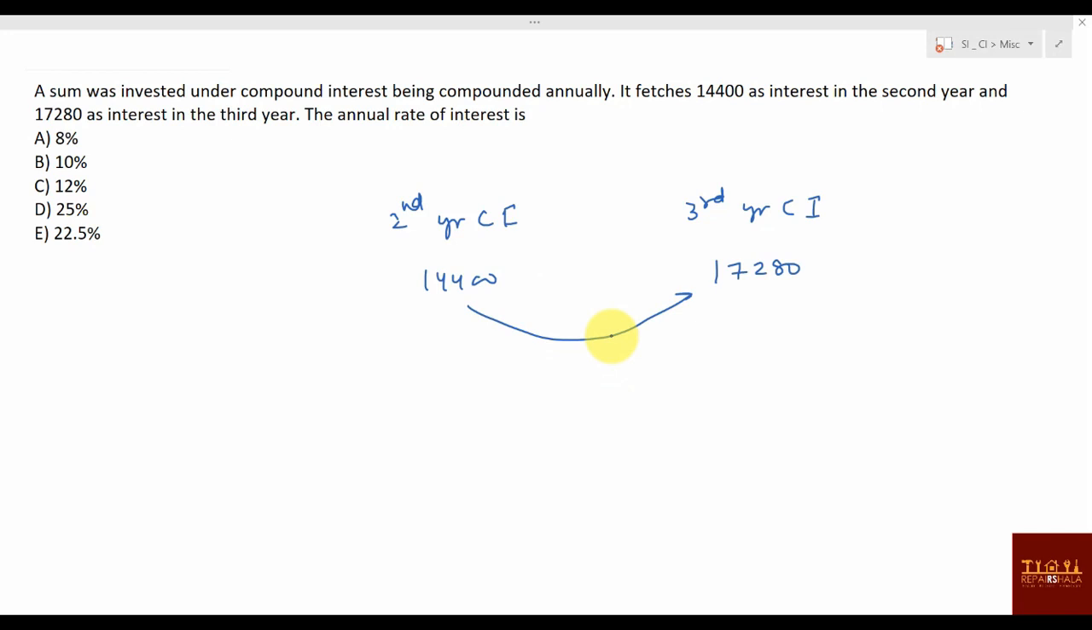I told now, first year, second year, third year, they also will be following the same rate of interest. So what is the rate, how much is it extra?